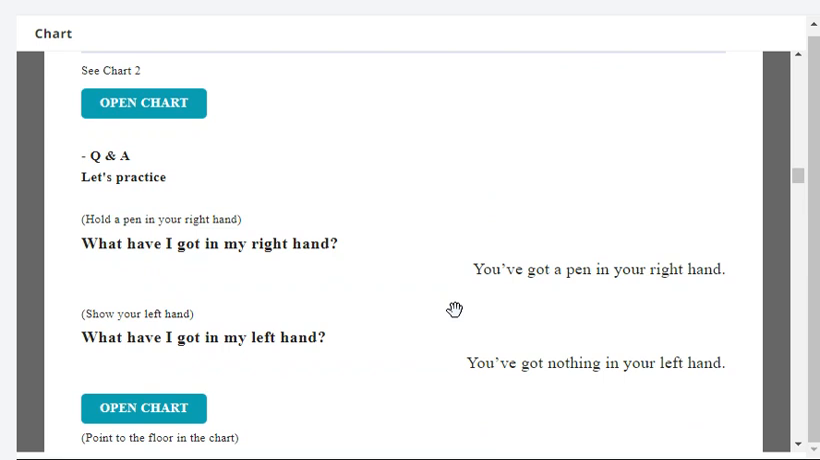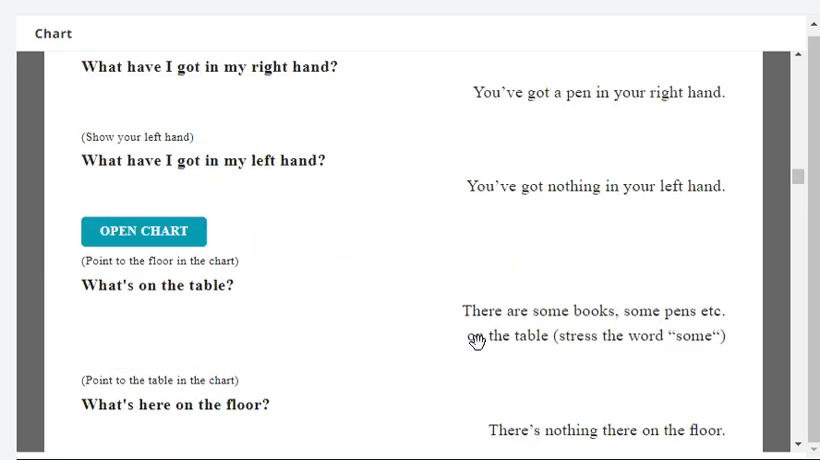Very good. What have I got in my right hand? You've got a pen in your right hand. Very good. What have I got in my left hand? You've got nothing in your left hand. Very good.